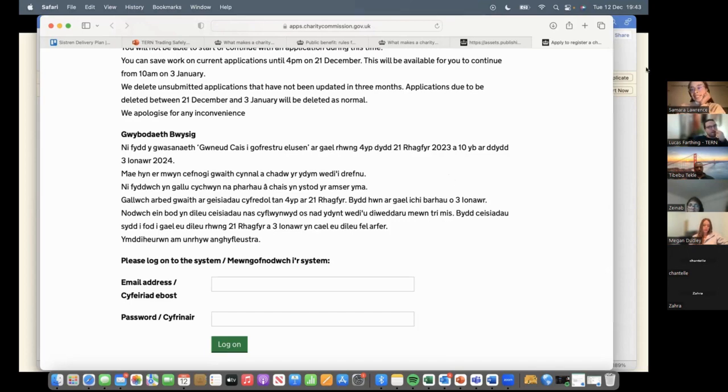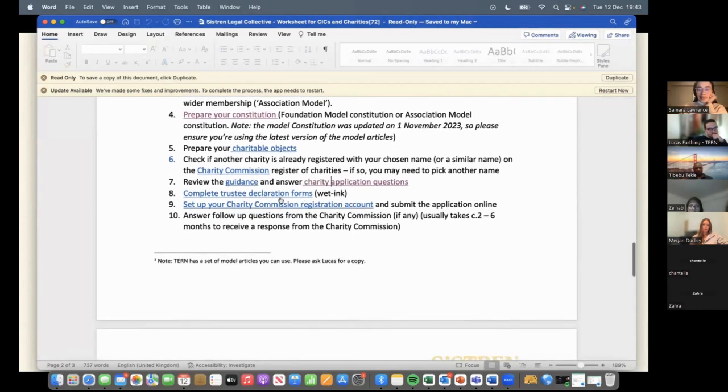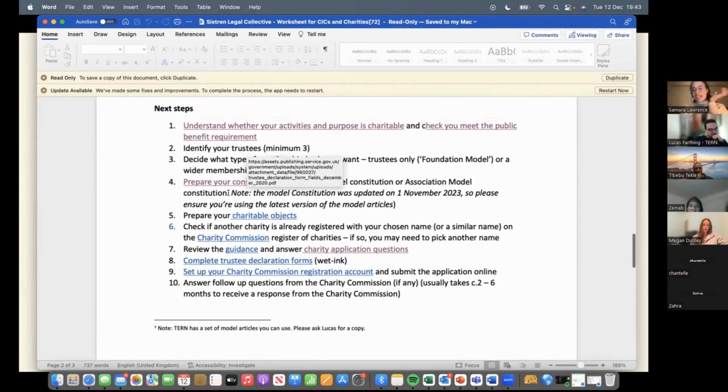And I've linked some guidance in the notes. So I would recommend reading the guidance, because that helps you to understand what they're looking for in the answers. And then another practical step is that you need to check the name of your organization and make sure no one else has got the same name, otherwise you won't be able to register either.